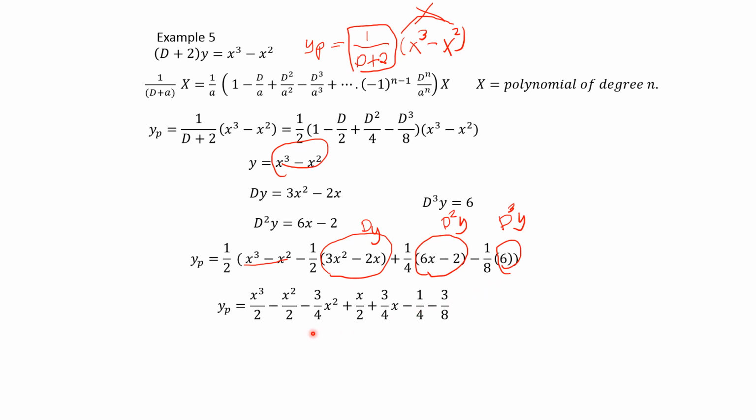Then if you combine, this is x³ over 2. Combining negative x² over 2 and negative 3/4 x² is negative 5/4 x². Combine the x over 2 and the 3/4 x, you have 5/4 x. Combine negative 1/4 and negative 3/8, which gives you negative 5/8. So this is now our particular solution. This would be quite tedious to do using the method of undetermined coefficients.